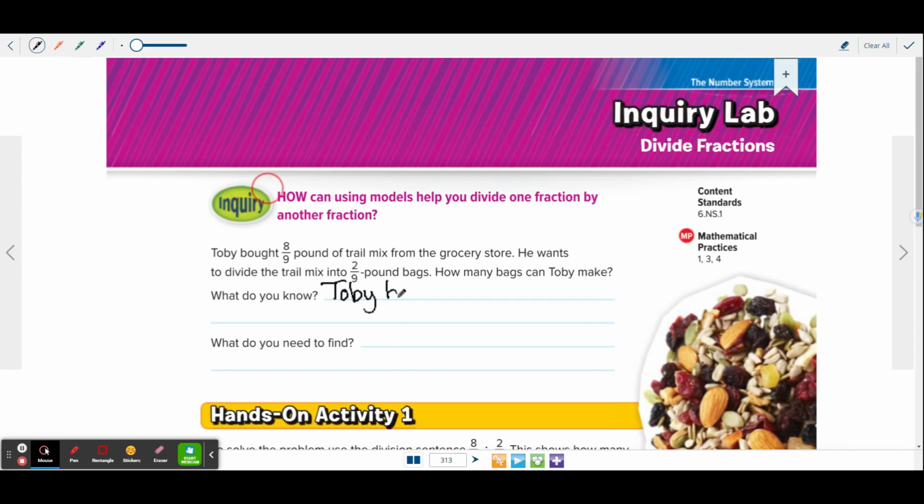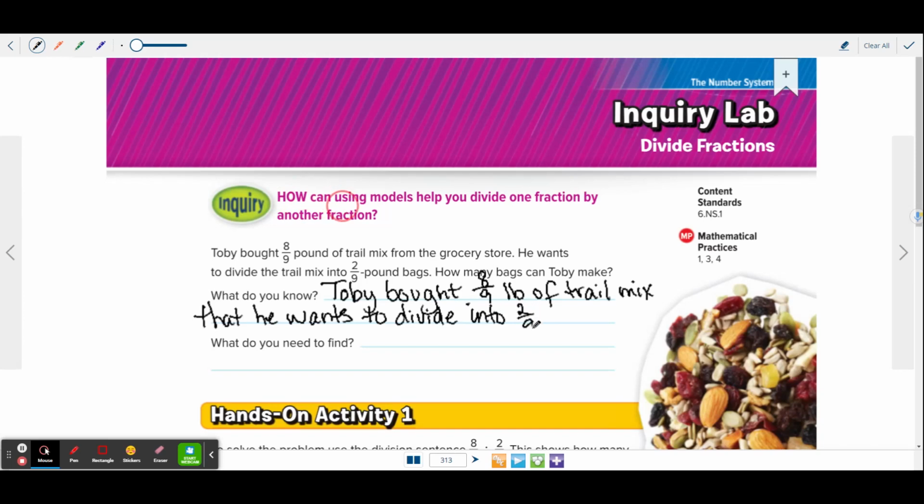Toby bought 8/9 of a pound of trail mix that he wants to divide into 2/9 pound bags. And what do we need to find? Right there, the question, how many bags can he make?